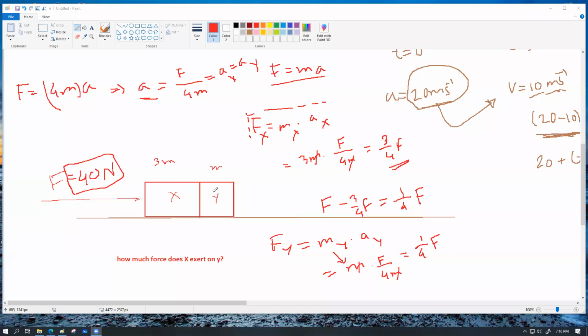It can only give the other 10 Newton force to y. Because x used 30 Newton force of its available 40 Newton force, it could give the other 10 Newton to y. It could not give any more than 10 Newton because it had to use 30 Newton for its own acceleration. So point to be noted, if a certain portion of available force is used for one purpose, it cannot be used for another purpose, because x used a part of the force for its own acceleration. It could only provide the remaining force to y.